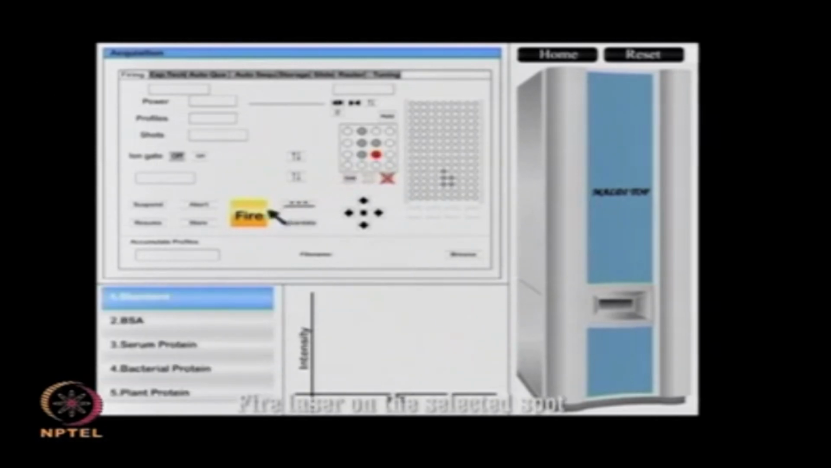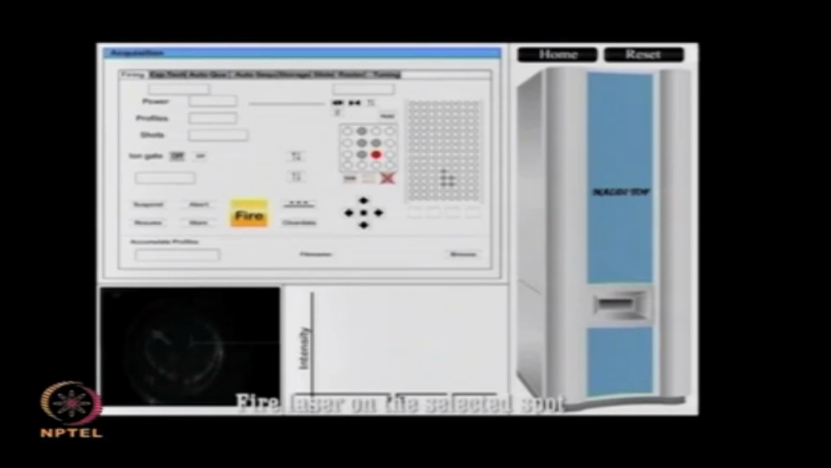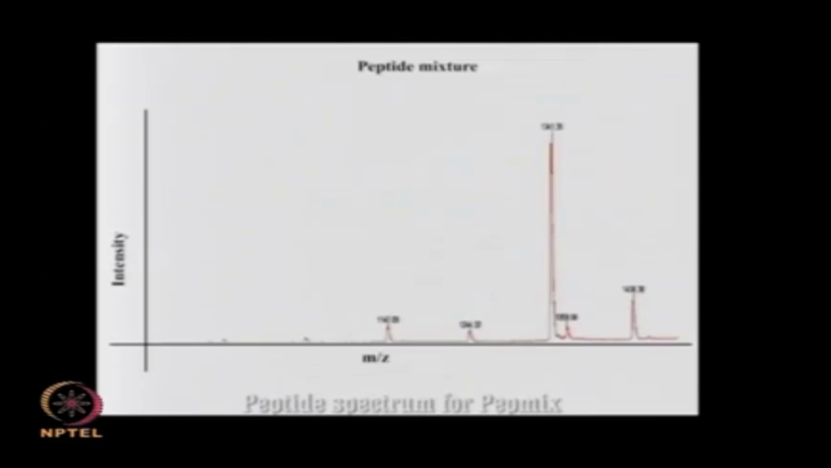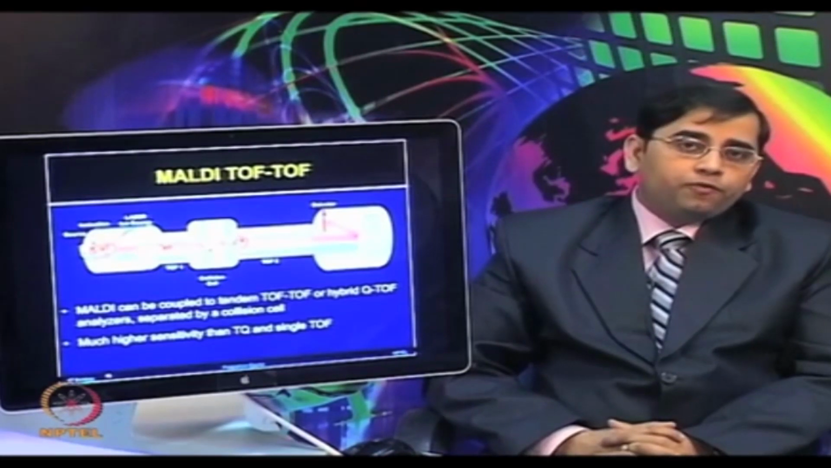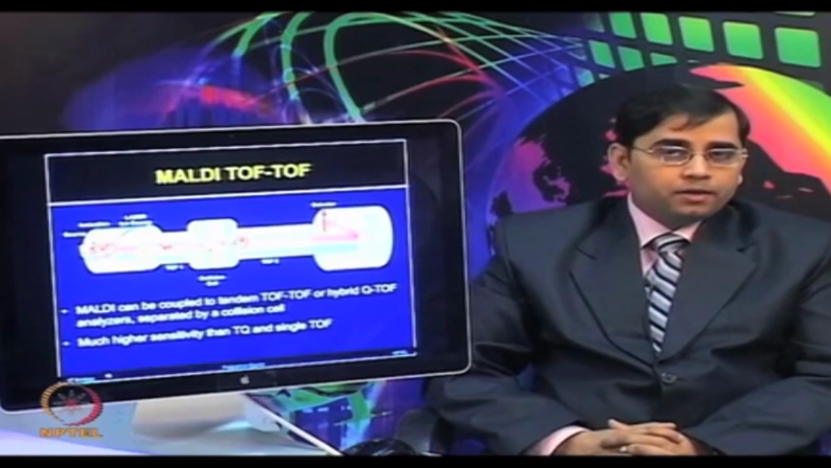The same process can be performed for different spots and different regions. Now, we have shown here a spectrum for the PEP mix. So, now you are clear with how to perform the MALDI TOF experiment.